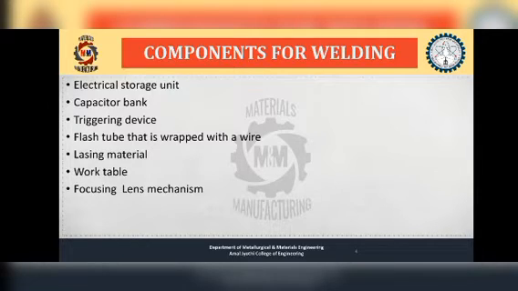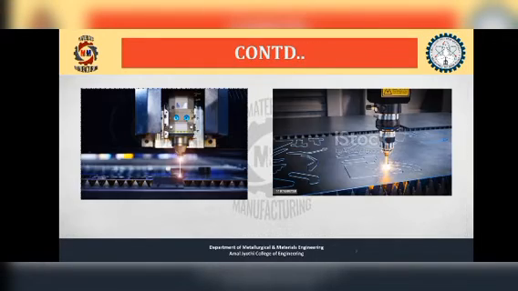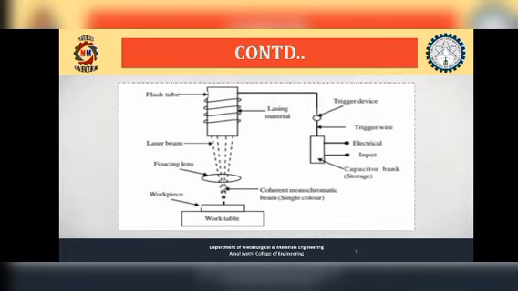We have a flash tube which is wrapped with a copper wire. Then we have a lasing material. Lasing material can be a solid, liquid, or gas. Mainly, we use a semiconductor or another laser as the lasing material. Then we have the work table where the sample to be welded is placed. Then we have the focusing lens, which is to focus the beam of laser onto the sample.